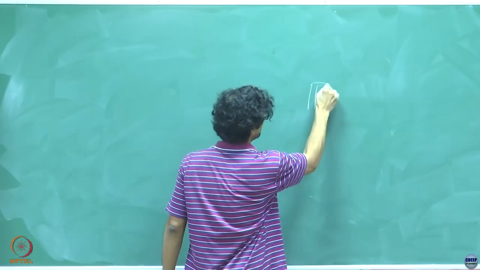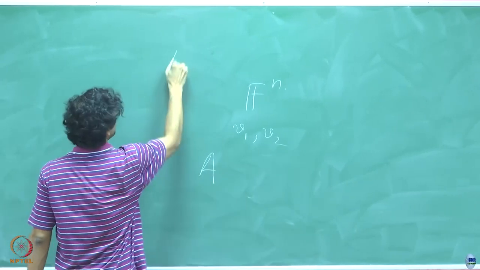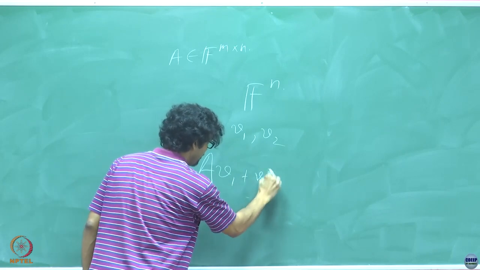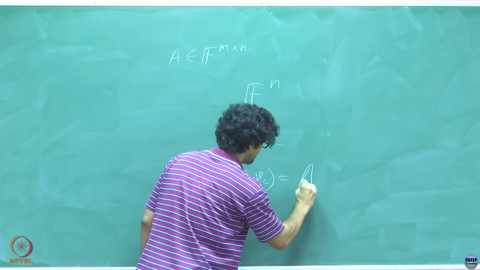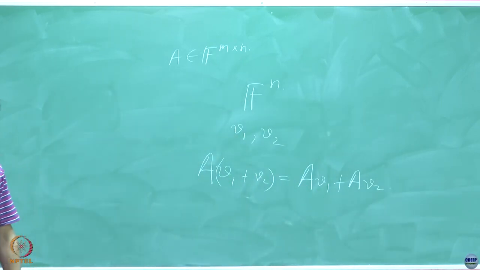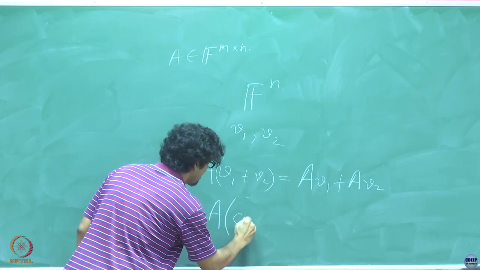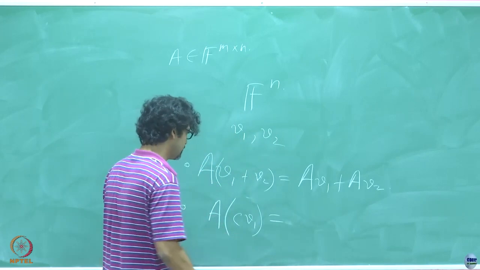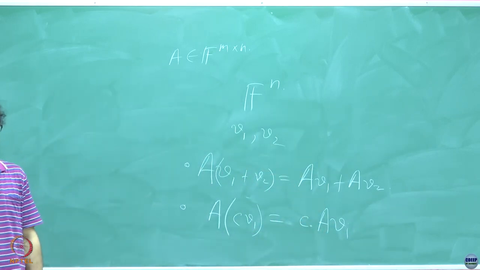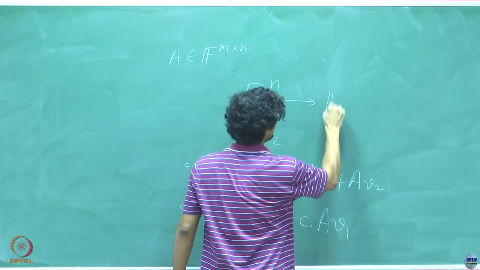We say that you take this F^n and you take V1 and V2 from F^n. And if you hit it with a matrix, say A, which belongs to F^(m×n), if you hit V1 plus V2, then you can actually write this as AV1 plus AV2. Apart from that, there's also this other property that if you have A acting on some c times V1, then it is written as c times AV1, in this manner, right? So basically, this matrix is taking objects in n-tuples and mapping them to objects in m-tuples.